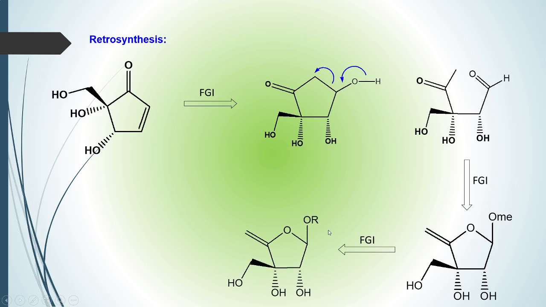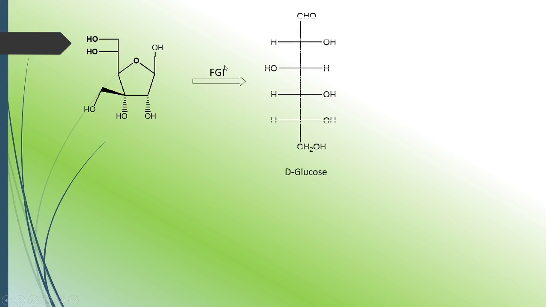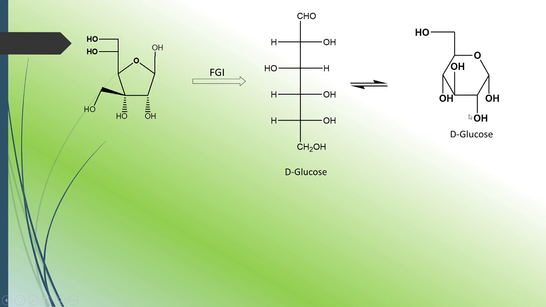In the third FGI, we write the OMe as OR, meaning we replace the OMe with this OR group. In the next FGI, there is formation of this diol molecule. Then in the next FGI, there is D-glucose formation. So our starting material is D-glucose. The D-glucose we can write like this.